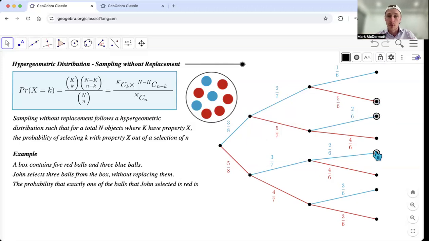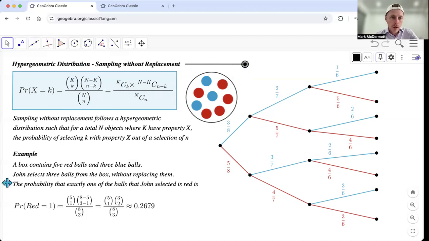But that can be cumbersome, especially when we've got even more than three trials, when we're selecting like 50 balls. How are we going to work this out? And this is where we need this. So let's break this down, and I'll just talk through this. So the probability, all right, X is the property that we're referring to. We're interested in this question in the ball being red. So capital X is the random variable where we get red as our outcome. And we want exactly 1 red. So lowercase k is going to be 1. Probability of selecting k with property X. So we want one that is red. So lowercase k is 1.